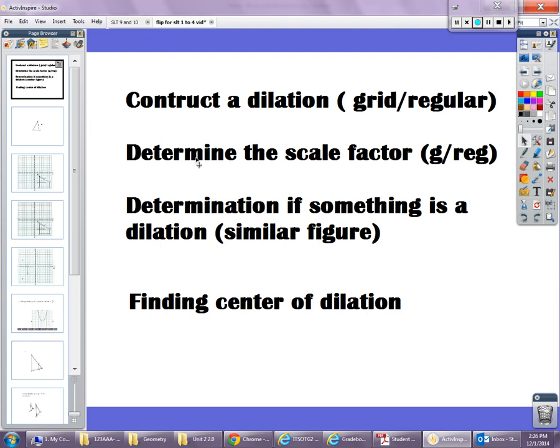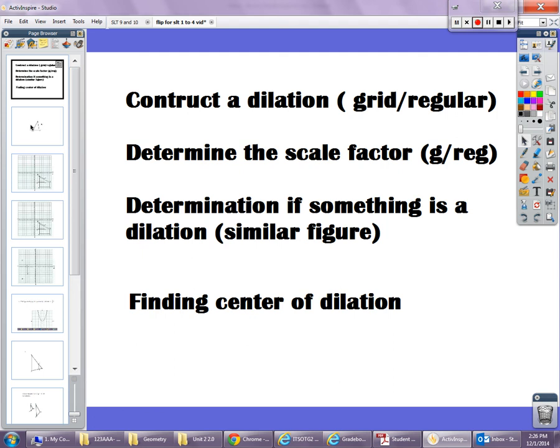You can determine the scale factor given something on a grid or on just a regular piece of paper, and determination if there is a dilation. So deciding whether something is or is not a dilation. And the fourth thing is finding the center of dilation. So these are the 4 objectives that we're going to cover through these flip charts.